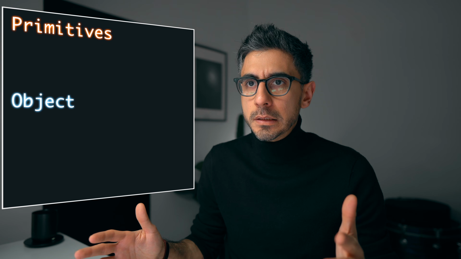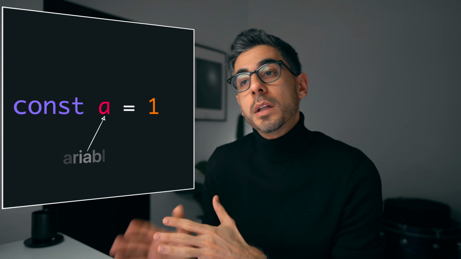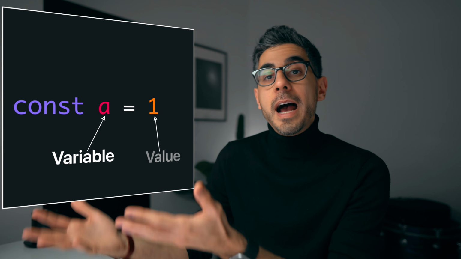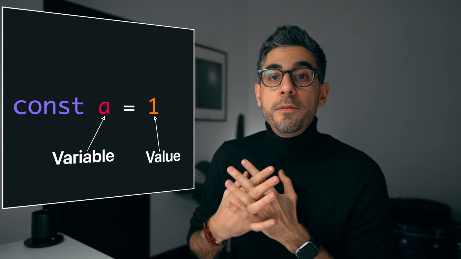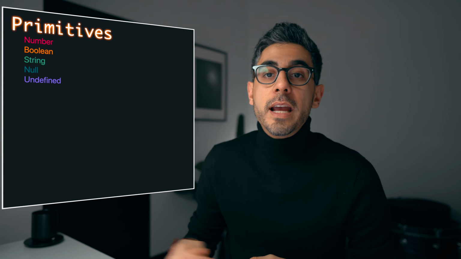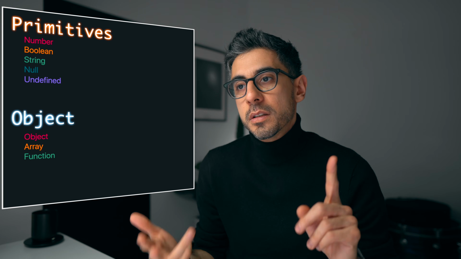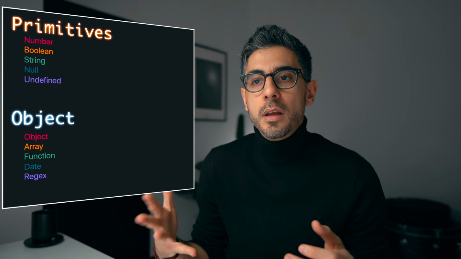But wait, real quick, what are values again? In a variable declaration like this, you have the variable on the left side and you have the value on the right side. So if you take all kinds of values in JavaScript, you have two kinds. You have primitives, these, which are number, boolean, string, null, and undefined. And you have objects, these ones: object, array, function, date, regex, and a couple other ones.